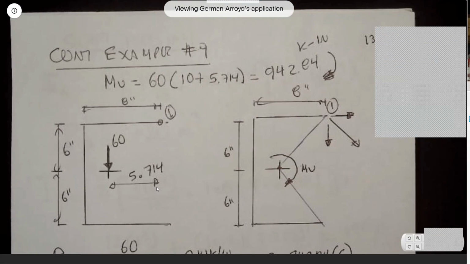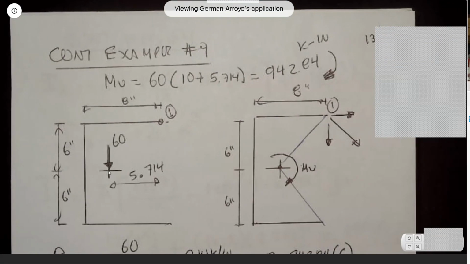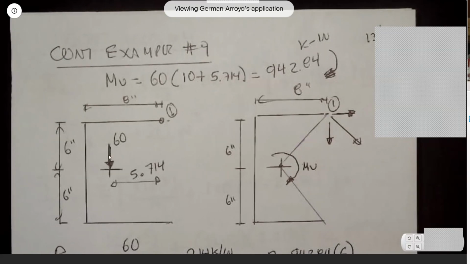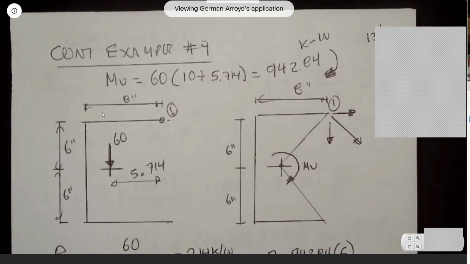So I had transferred the 60 to the centroid. I had transferred the moment to the centroid. So this moment arm is the 10 inches that was given plus this 5.714 location of the centroid from this point, and so it gives me 942.84. The direct shear means that this force is going to be producing shear forces in this direction, this direction, this direction, everywhere. And that's the direct shear.